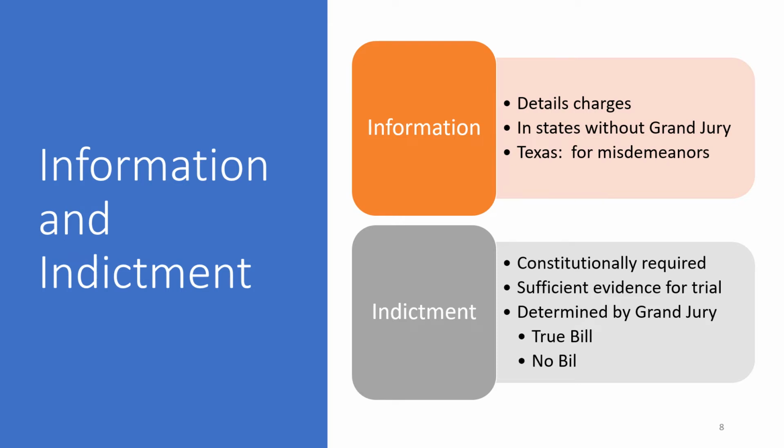Indictments. Indictments come from a grand jury. They are constitutionally required for the feds and in those states that require them. What an indictment says is that a grand jury has reviewed the police report and they have determined that there is sufficient evidence for trial. Okay, and again, the grand jury looks at all the evidence and they decide whether to true bill or no bill. A true bill means that they are formally charging the person with the offense. A no bill means that they are not going to charge the person and they're essentially going to decline the case.